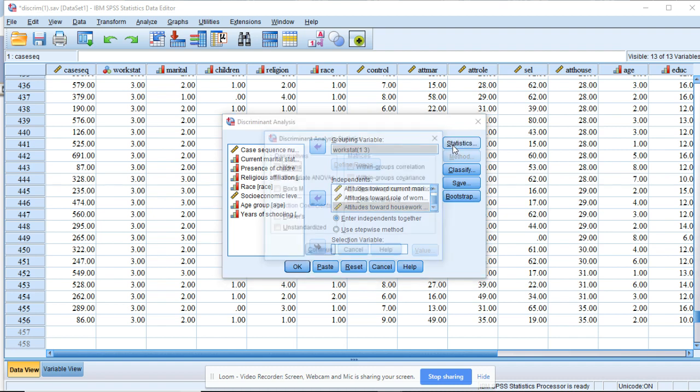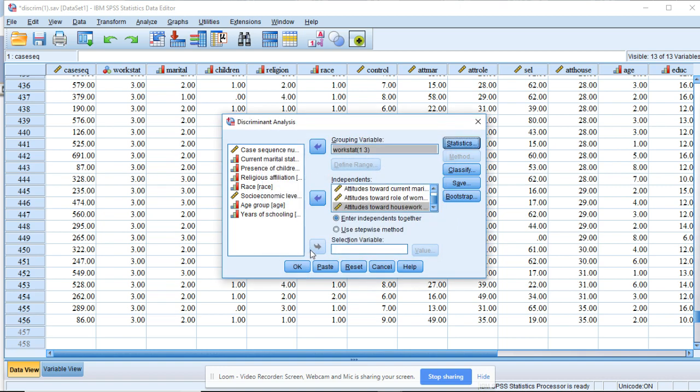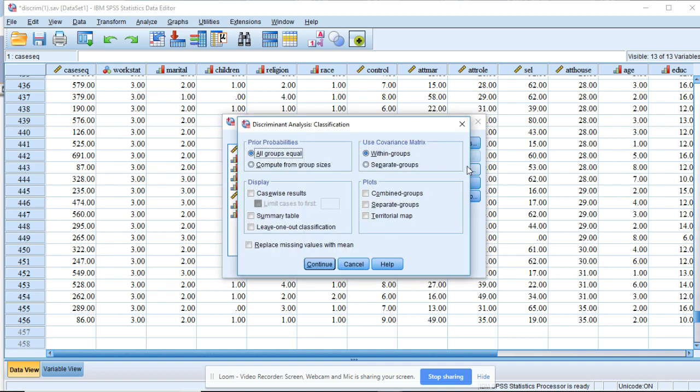And let's just look at the statistics here. We want Box's M. We're going to want a lot of these other things later, but right now we're just looking for the homogeneity of variance covariance matrices. So we'll just look at Box's M for now, and then Classify. We are going to compute from different group sizes because we have one group that's so much larger than the others. So we will adjust the probabilities.